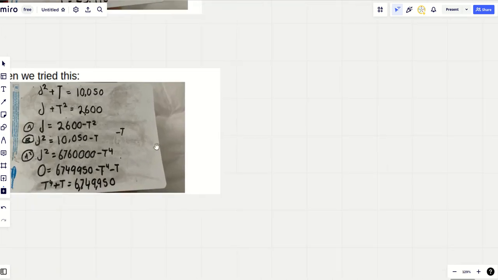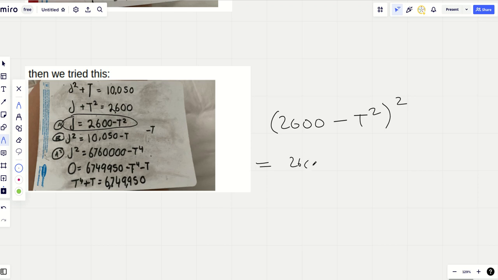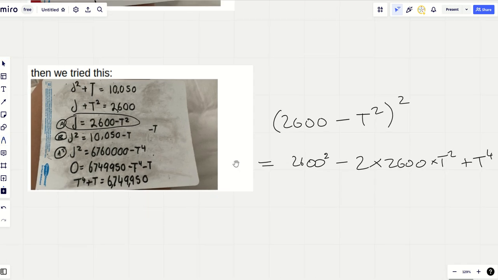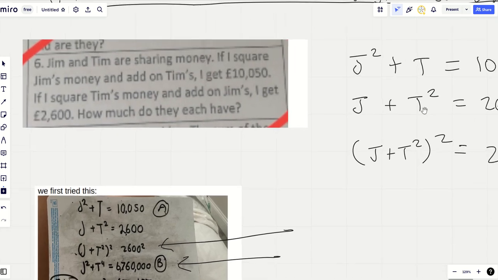When you've gone to a squared here, because you're squaring this line, you need to square 2,600 minus t squared, squared, and that's going to give you 2,600 squared, sure, but then it's going to give you minus 2 times 2,600 times t squared, and then plus a t to the 4, so you're missing a middle term there. So that's why your approaches didn't work and failed. I think it's always important to see what the mistake we're making is as well.